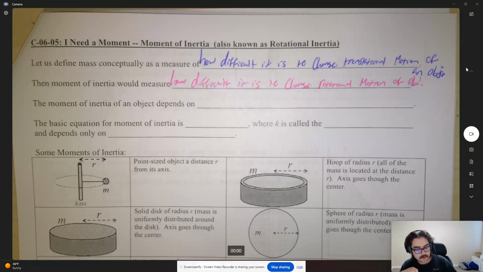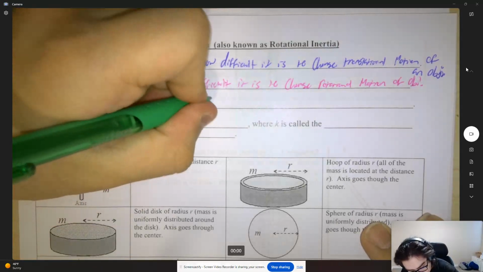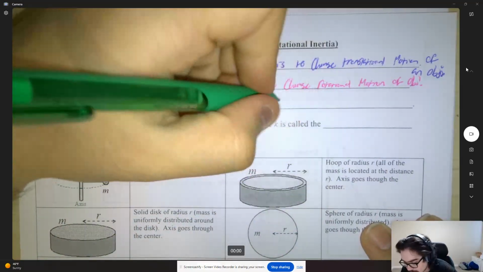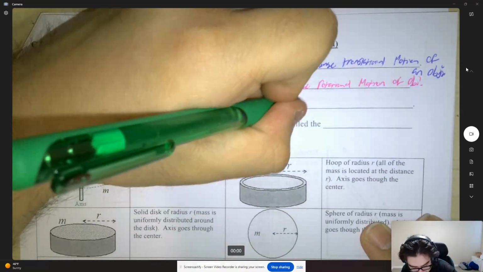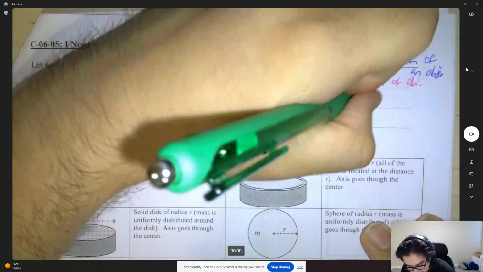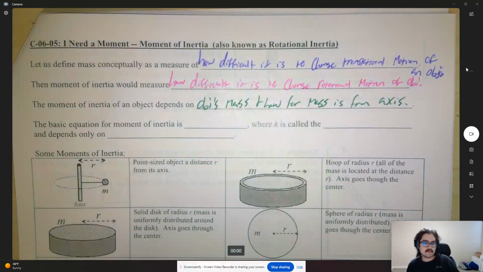Now, moment of inertia of an object depends on the object's mass and how far the mass is from the axis. That's something important to understand for the slow yo performance task.